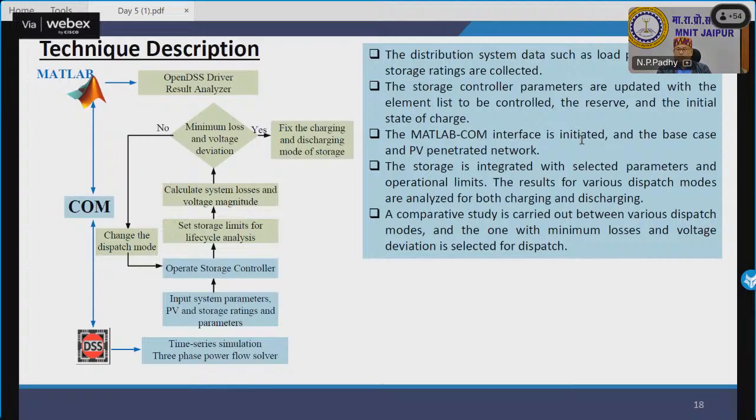Now, slowly we get into the technique description. Here, one interesting thing I would like to disclose: we have used OpenDSS rigorously, but not as an independent tool. We used MATLAB as a base, and MATLAB calls DSS as and when required. Similarly, MATLAB again gets connected to OpenRT as and when required. Are you getting my point?